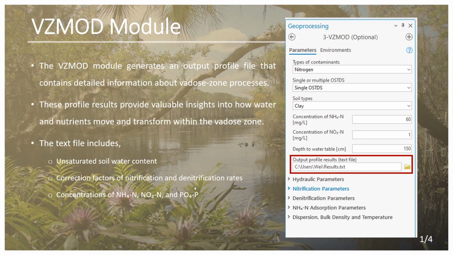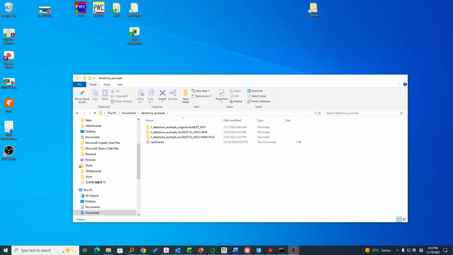Okay, this file includes soil water content, correction factor of nitrification and denitrification rates, and the concentration of ammonium, nitrate, and phosphate. Let me open a demo to show.